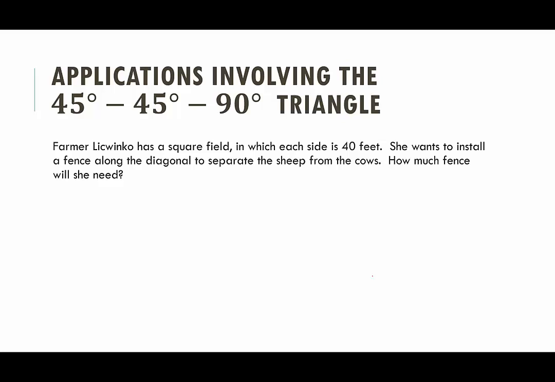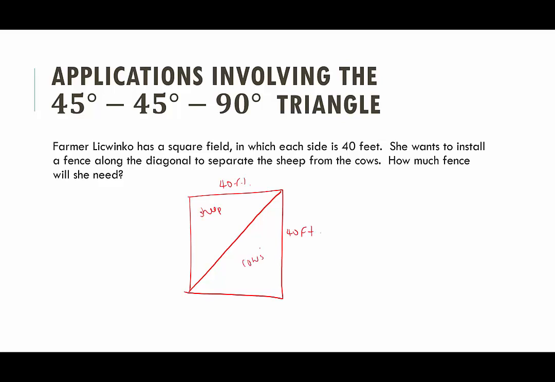Last example, Farmer LaQuinco has a square field. There's my square. Each side is 40 feet. So I know this is 40 feet. I know this is 40. I mean, it's a square. So of course they're all the same. Okay. She wants to install a fence along the diagonal to separate the sheep from the cows. So we're going to put a fence there. And then here we have the sheep. And here we have the cows. I don't know why they can't coexist, but apparently they need a border between them. Or a fence anyway. How much fence would be needed?